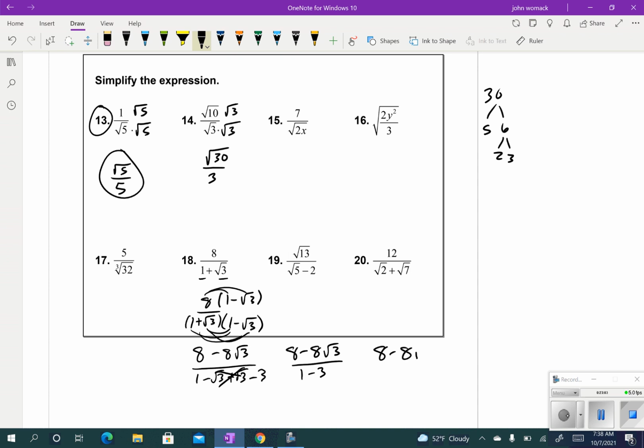We can keep simplifying. So now divided by negative 2. 8 divided by negative 2 is negative 4. Negative 8 divided by negative 2 is a positive 4. There, we've got to simplify down all the way. A little tricky. You guys try number 20 really quick. So remember, times by its conjugate. So pause the video, try it, then we'll do it together.